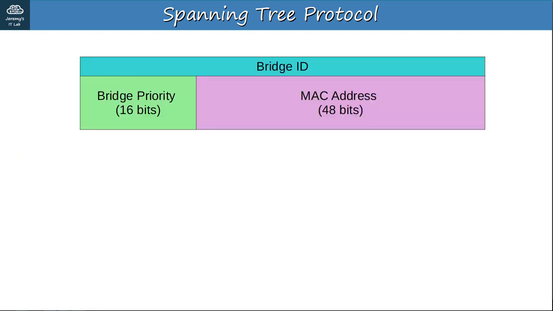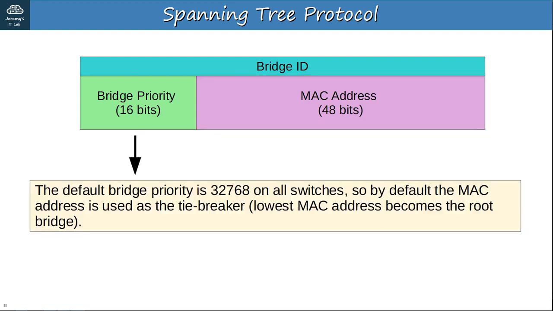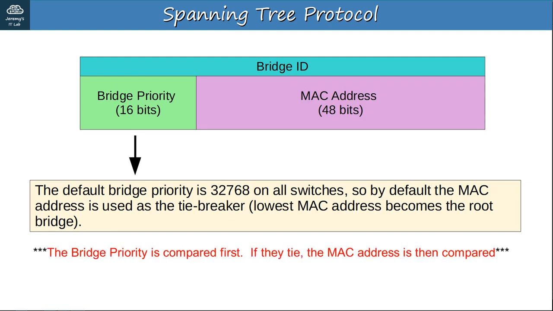Traditionally, the bridge ID field of the spanning tree BPDU looked like this. There is a bridge priority field, which is 16 bits in length, and then there is the MAC address of the switch, which as you already know is 48 bits in length. The default bridge priority is 32768 on all switches, so by default the MAC address is used as the tiebreaker. As I said before, the switch with the lowest bridge ID becomes the root bridge. So therefore, by default, the switch with the lowest MAC address becomes the root bridge.